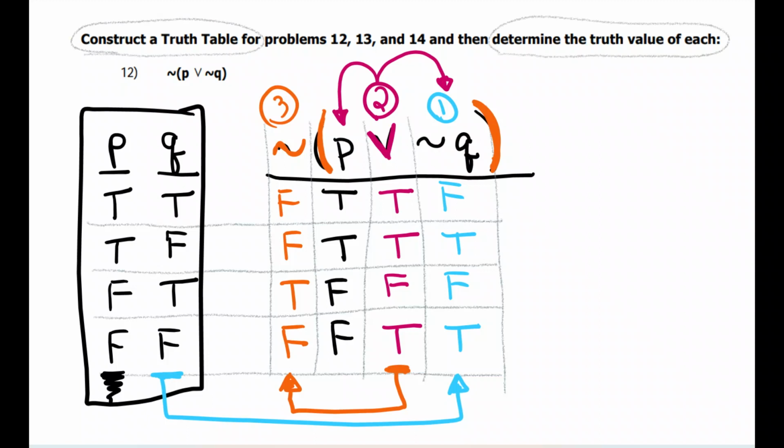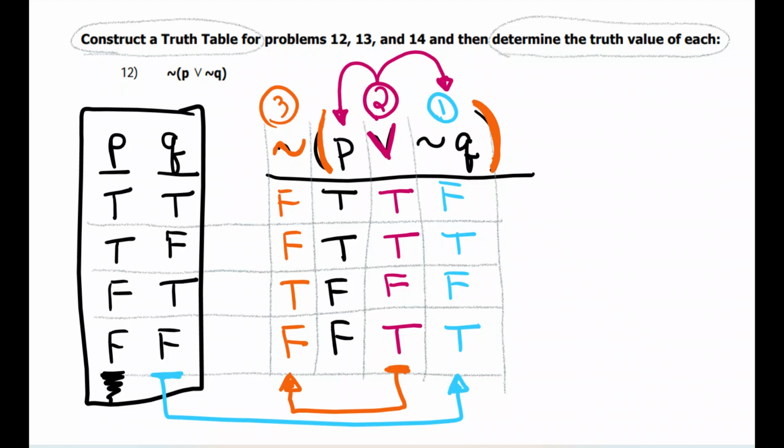Okay, I did this. And then it says determine the truth value of each. Well, I guess that's what that means, the truth value of each. Yeah, it means fill in the blanks. So determine the truth value of each of those empty boxes.